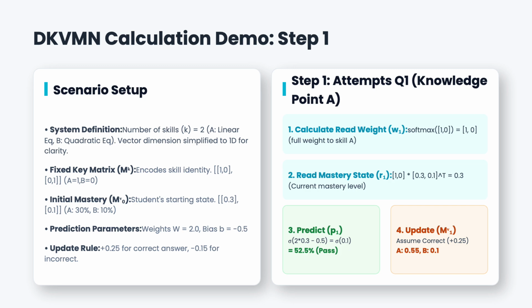First, the model calculates a read weight. It will see which of A or B in the table of contents Q1 is more similar to. Obviously, it's most similar to A, so it gives A the highest weight. Next, the model reads our mastery level of A from the content page based on this weight. Since it's the first time, it reads 0. Then the model predicts the probability that we will answer Q1 correctly based on this mastery level, which is certainly very low. Finally, suppose we get it wrong.